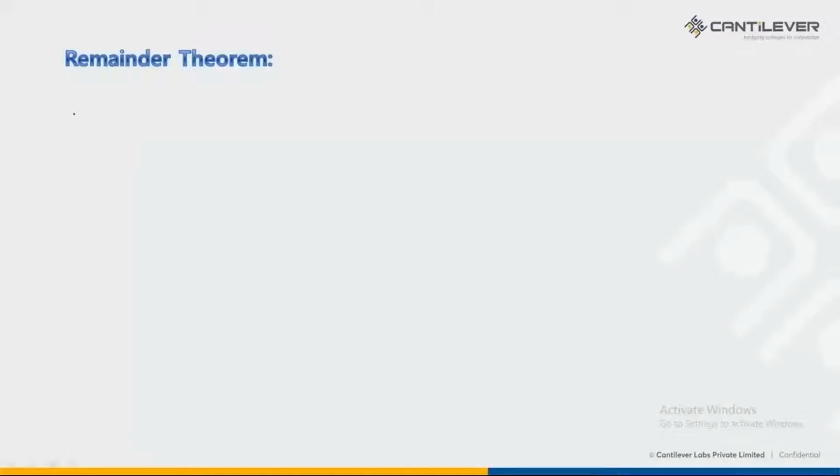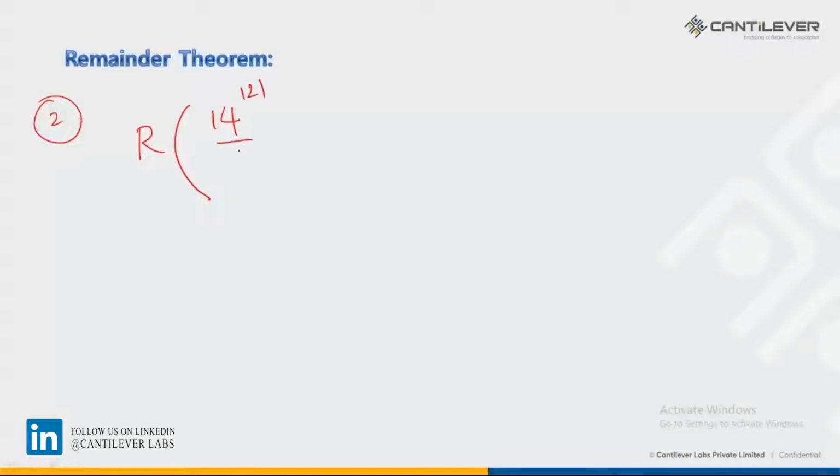Okay, now let's move ahead with the second model, the next level question. A slight modification: 14 to the power of 121 divided by 5. Just a bit next level compared to the previous question. So the remainder when 14 to the power of 121 is divided by 5. This is your question. You can solve it in two different ways: one is by taking a positive remainder and the other is by taking a negative remainder. So let's first discuss the positive remainder.